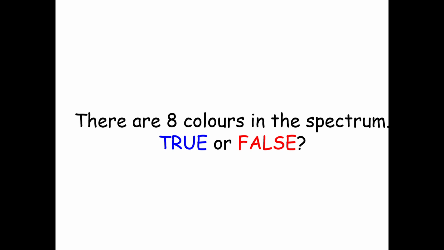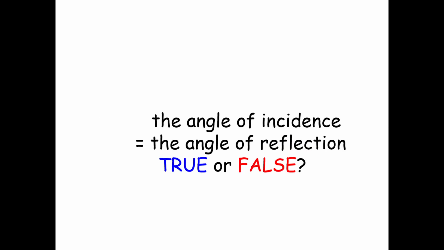Objects look black because they absorb all of the colours of the spectrum. So let's do a quick true or false quiz. So there are 8 colours in the spectrum. Is that true or false? It is of course false. Roy G. Biv, it's 7. A little bit of a recap from a few lessons ago. The angle of incidence is always equal to the angle of reflection. True or false? It is of course true.